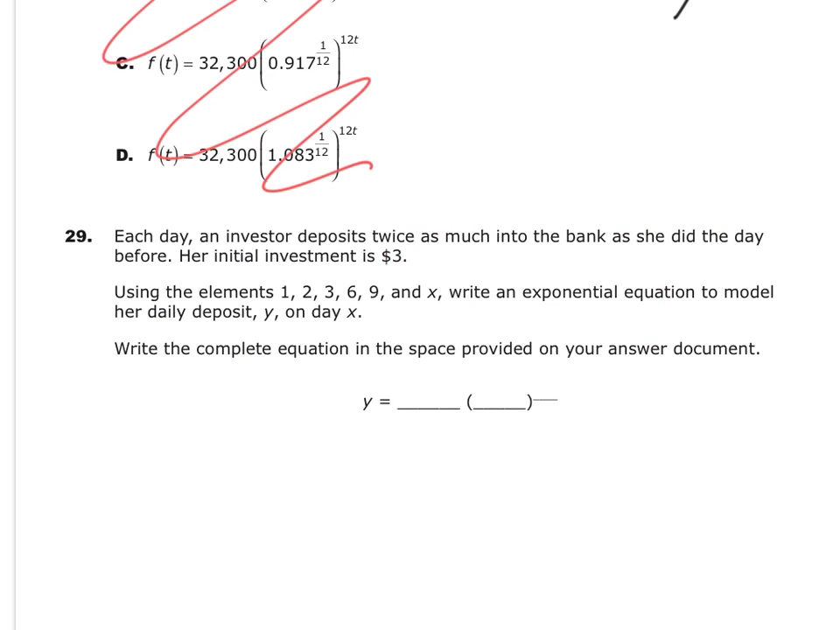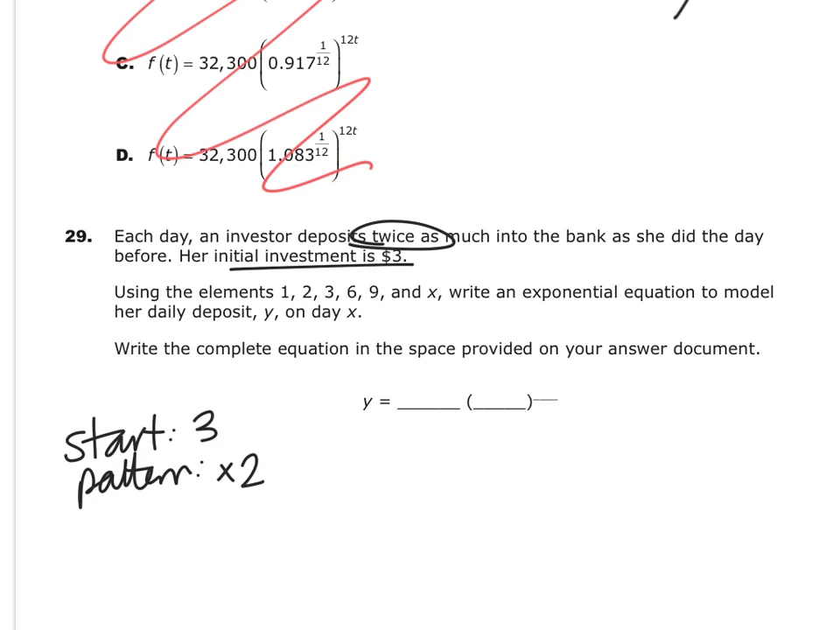Okay, this question gives us more information than we need. Remember, on any pattern problem, like I said before, you need to have the start and the pattern. And they give me all of that in the beginning. They say twice as much, so that means the pattern is times 2, and her initial investment was $3, so that's my starting point. So I just put that in my equation, 3, and then the pattern is 2 to the n power, and I guess they're actually saying x is the variable to use, so an x should go there.